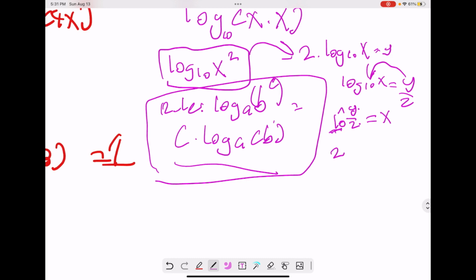So we're going to do 2. We're going to bring the 2. And we're always going to do square root here. Square root. And then we're going to do 10. We're going to bring the 10. And then we're going to do to the y equals x. And that's all you can do. If the y had an actual value, then you could plug it in.